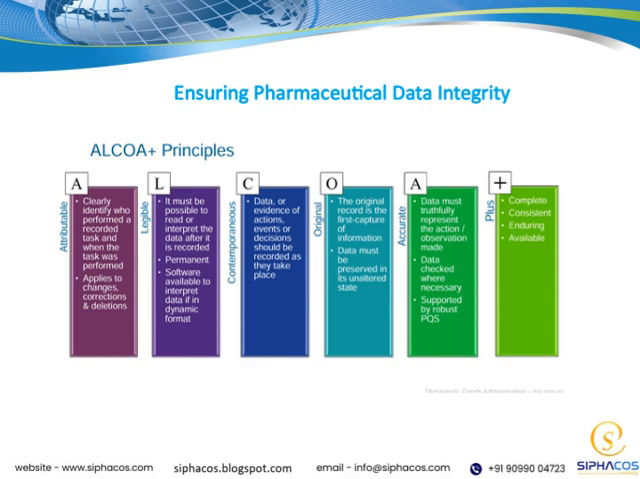It's also about fostering a culture of accountability and transparency within our organizations. By prioritizing data integrity, we're ensuring that the information supporting our products is solid. This ultimately safeguards patient health, supports regulatory compliance, and upholds the reputation of our companies. It's a shared responsibility that underpins the entire pharmaceutical industry's integrity and success.